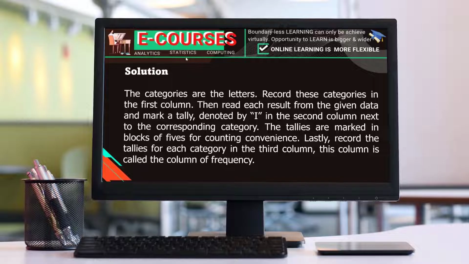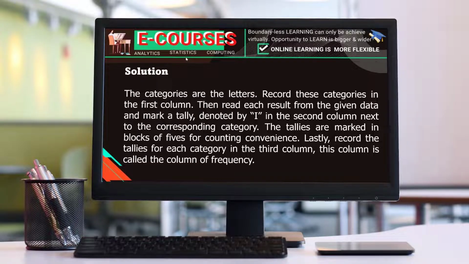This is the solution. The categories are the letters. Record these categories in the first column, then read each result from the given data and mark a tally, denoted by I, in the second column next to the corresponding category. The tallies are marked in blocks of 5s for counting convenience. And lastly, record the tallies for each of the category in the third column. This column is called the column of frequency. So this is just the numeric value of the tally.